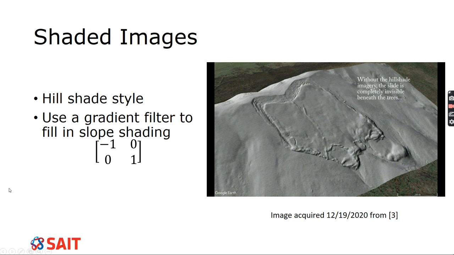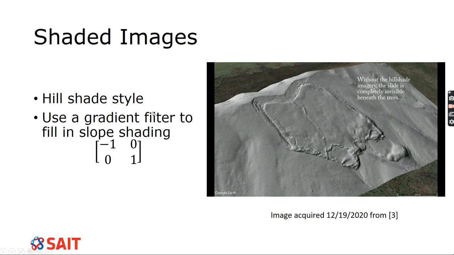Like for example, this image that I have here of a landslide, they couldn't see how the slide had actually occurred and where it was and how much it had moved. They couldn't see it. So when they applied hillshade, they were able to project some of these shadows so they could actually see where that land had slid in that area.